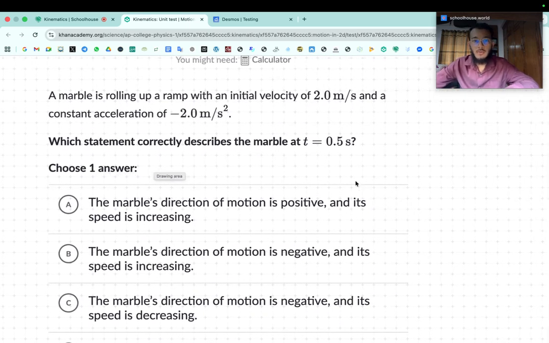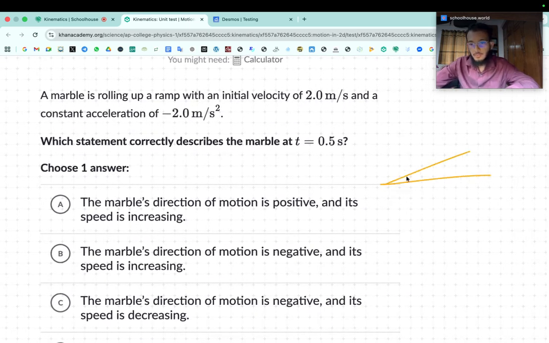Marble is rolling up a ramp. Okay, so we have a ramp here, and we have a marble which is rolling up with an initial velocity, so u equals 2 meters per second, and a constant acceleration. If this is the positive direction, acceleration is in the opposite direction, and it is -2. Which statement correctly describes the marble at time t equals 0.5 seconds?